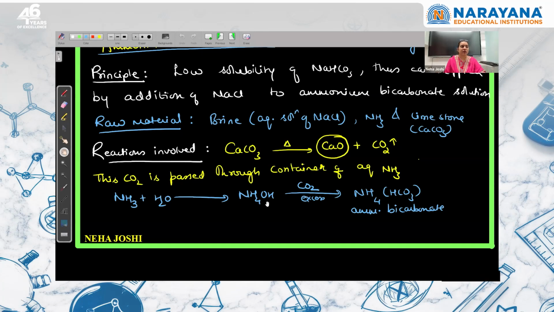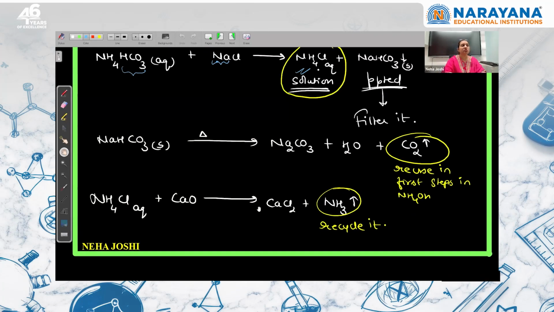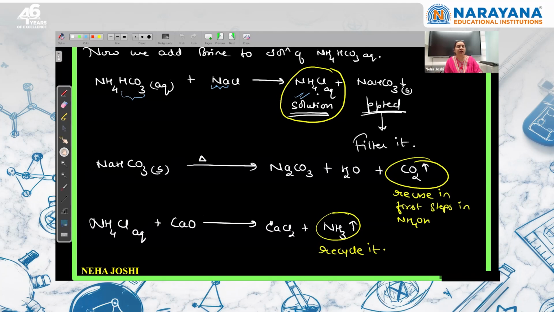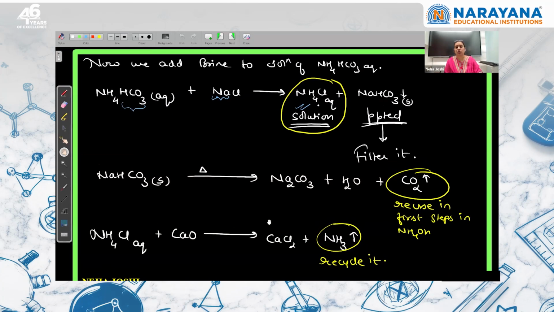So net, if we work with 100% efficiency, that is, no loss of any byproduct, then you will have a very cost effective method of preparation of washing powder. But yes, this is a theoretical thing that you will be 100% efficient. You will have some losses, but still due to this recycling, things are maintained at lower cost.